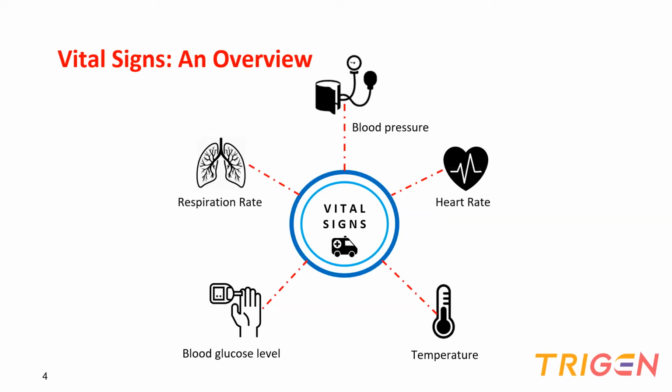Moving on to vital signs. Vital signs are vital, as the name suggests, as they denote important body parameters that give us a clue as to how well our bodies are functioning. They comprise of blood pressure, heart rate, respiration rate, temperature level, oxygen saturation, and blood glucose level. There will be a range of numbers for each vital sign that will be indicative of a healthy body.